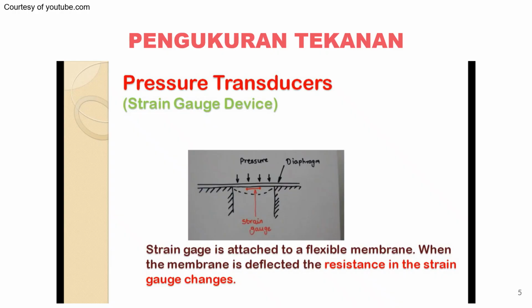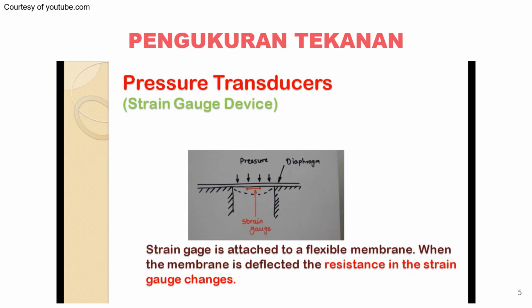And due to this stretching or strain in the wires, the resistance of the strain gauge gets changed, and this resistance is proportional to the pressure acting on the elastic membrane. So in this way we can measure the pressure using a strain gauge.